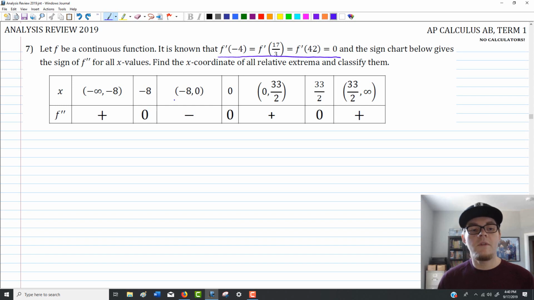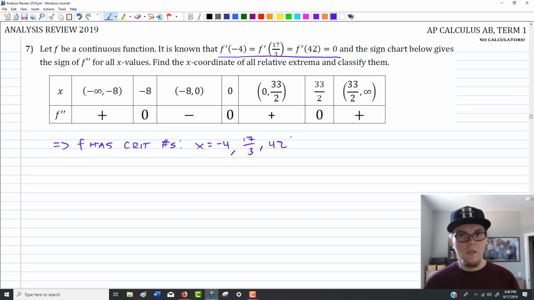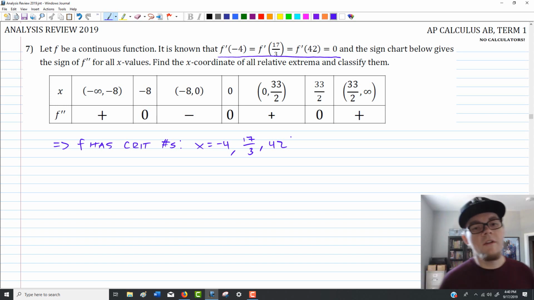So given that information up the top, the first thing I'm going to point out is that we now know that f has 3 critical numbers. Those 3 critical numbers are x equals negative 4, 17 over 3, and 42. So keep that in the back of your mind as we start things off. Next, we're given a sign chart for f double prime. So in other words, we know stuff about the concavity, or the sign of the second derivative of the function. Question is, how can we then find the x-coordinate of the relative extrema and classify them?